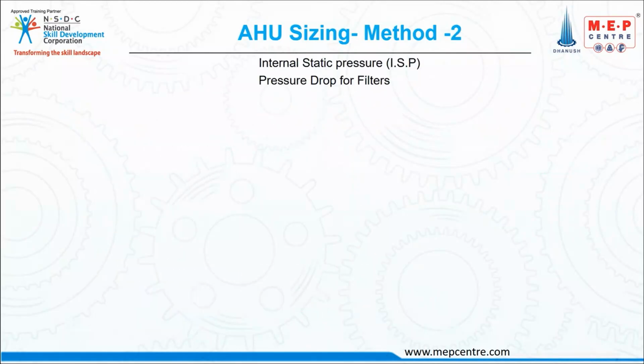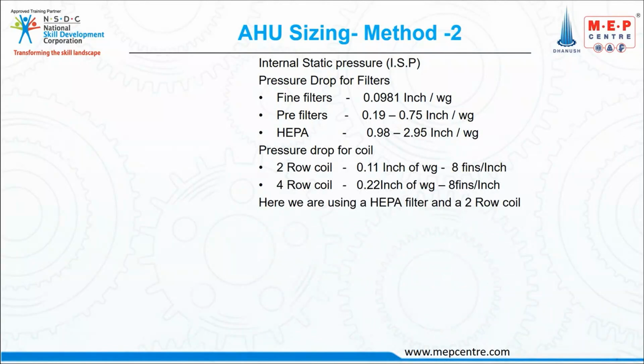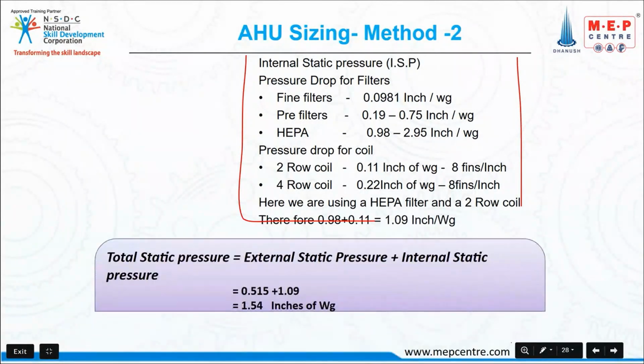So next, Method 2 में क्या करते हैं बेसिकली, ये लोग प्री फिल्टर और कॉइल्स का प्रेशर ड्रॉप कैलकुलेट करते हैं. So that AHU manufacturer will have a table like this table. हमें क्या दिया? हेपा फिल्टर दिया और 2 रो कॉइल दिया है. सो 0.98 हेपा फिल्टर का और 0.11 2 रो कॉइल का ले लिया. इंटरनल स्टैटिक प्रेशर वो कैलकुलेट किया.